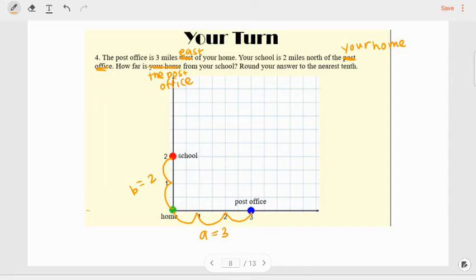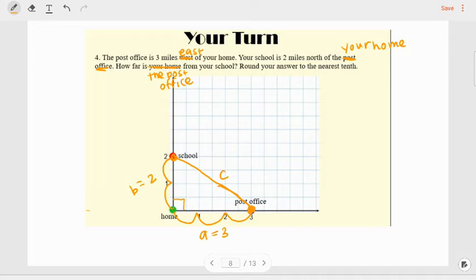Now I want to know how far it is from the post office to my school. If I cut through all the buildings, how long is that distance? I'm going to round my answer to the nearest tenth. I know it's longer than 2 miles and 3 miles, because this should be the longest side, and this is, I'm going to label C.